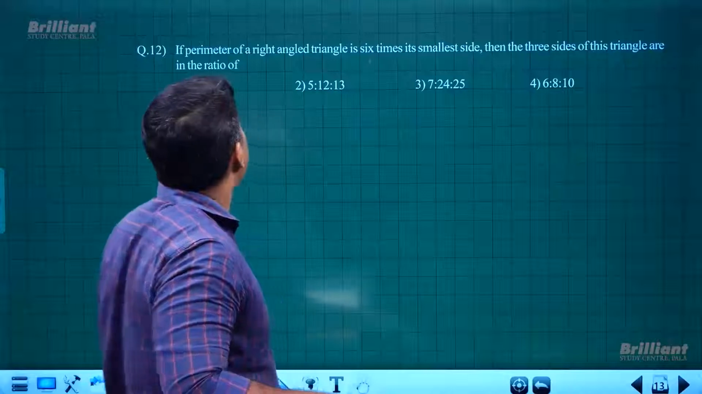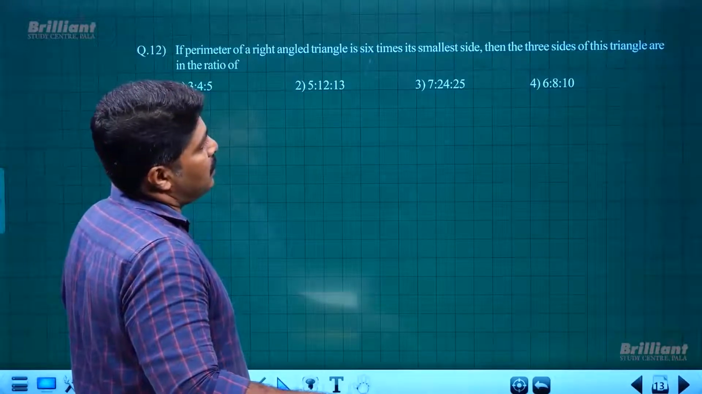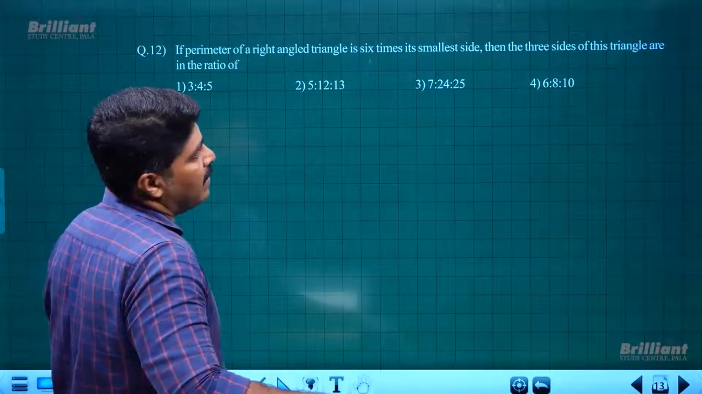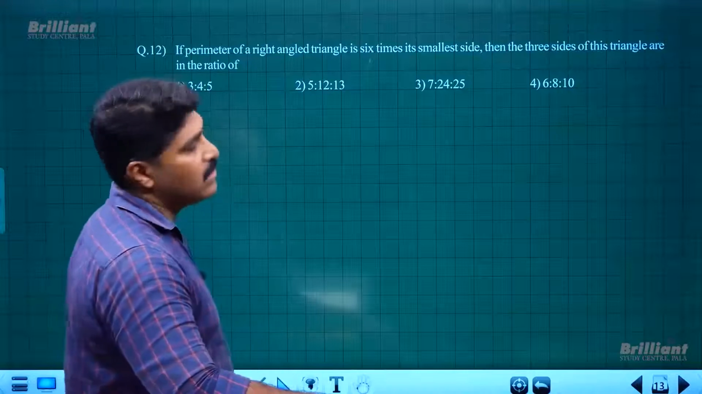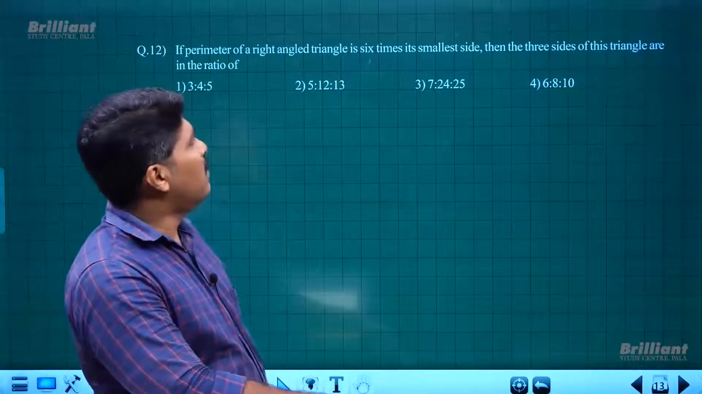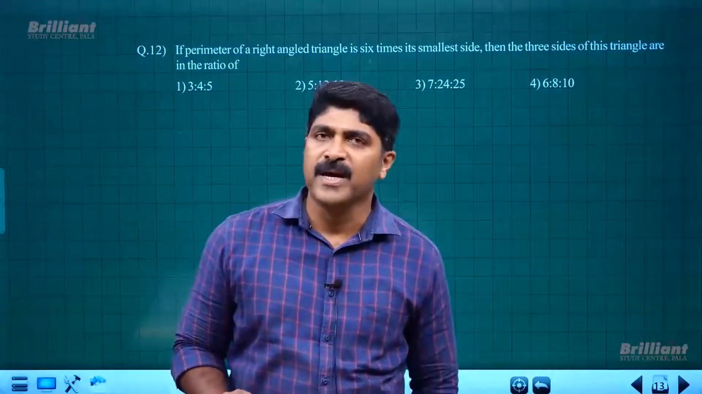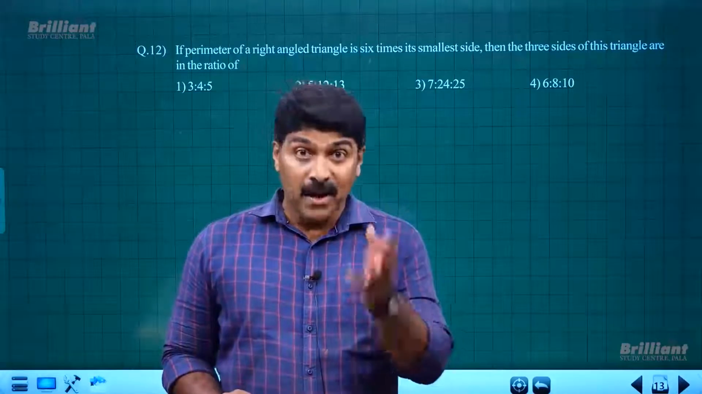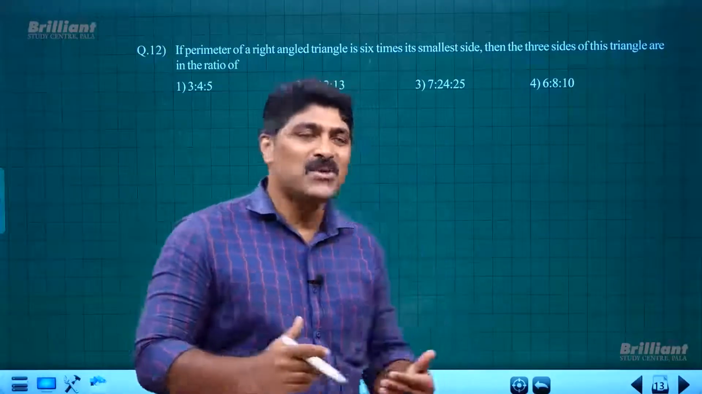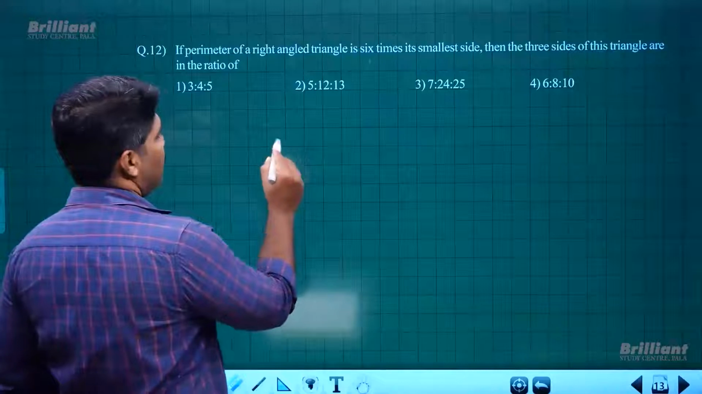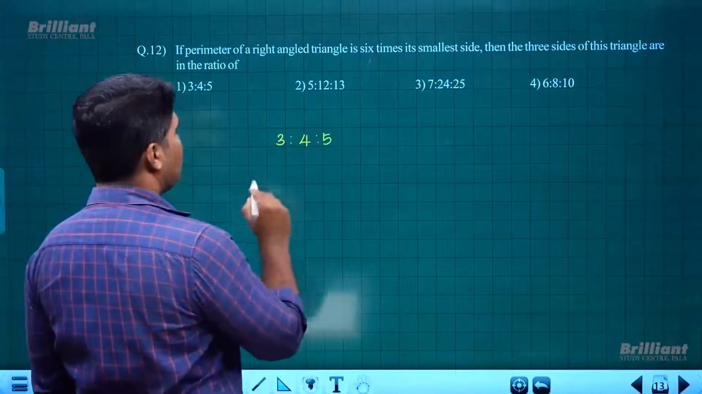So next question. If the perimeter of a right angle triangle is 6 times the smallest side, then the 3 sides of the triangle are in the ratio. You don't want to go for algebraic operations for this type of question because that will become complicated. So what do you have to do? We have options, so we have to go from those options. For example, the first one is 3:4:5. This is our first option.